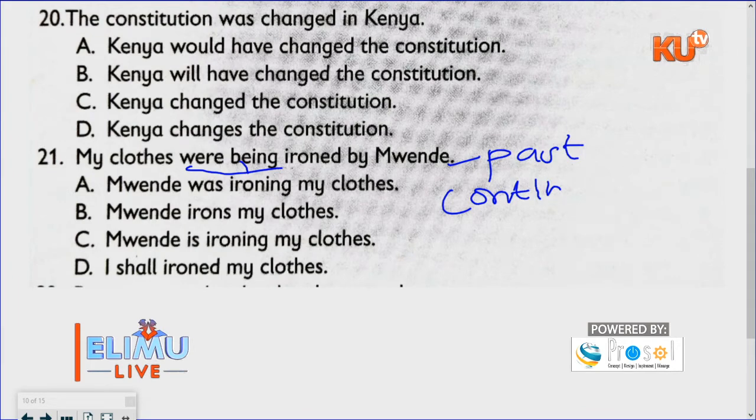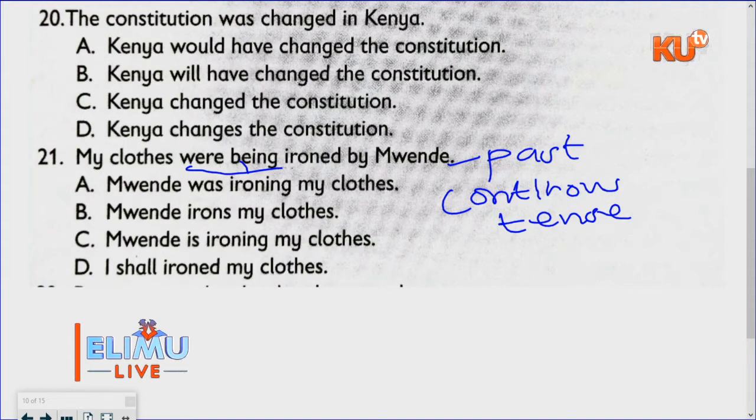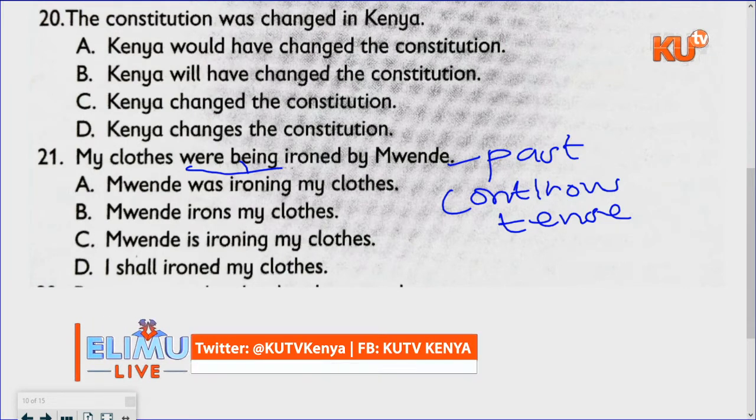It is in past continuous tense. All right. So my clothes were being ironed. Being ironed, it is in past continuous. Mwende was ironing my clothes. Mwende irons my clothes. Mwende is ironing my clothes.